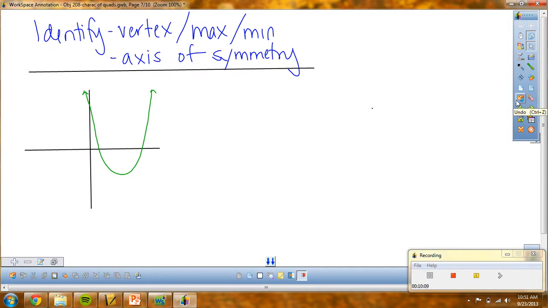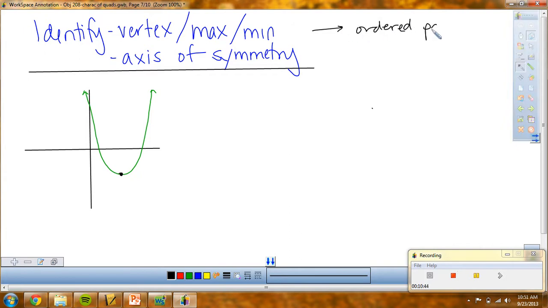Right? But we need to be able to identify some key characteristics without having that simulator. We need to find the vertex, the max, the min, and the axis of symmetry. So again, real quickly, our vertex on a graph is either going to be the highest or the lowest point. So here we have, for example, a vertex. A vertex will be an ordered pair.